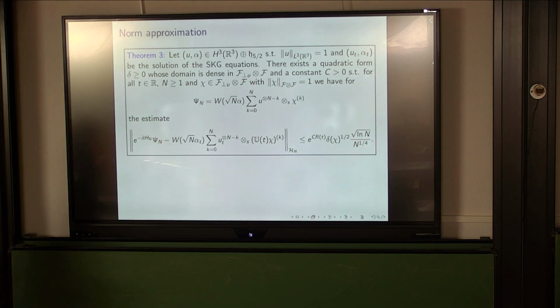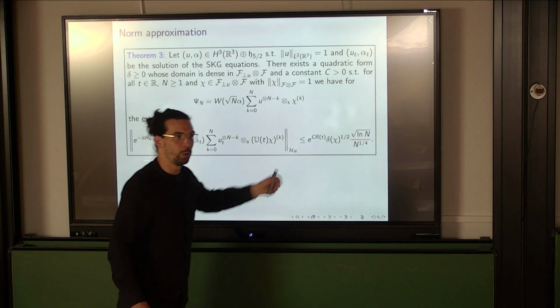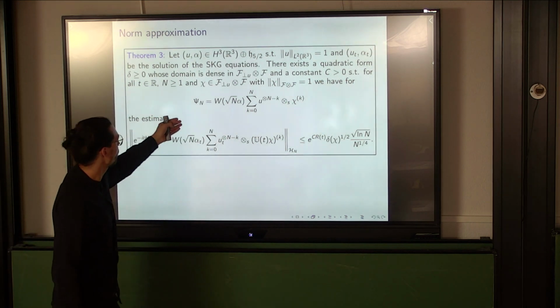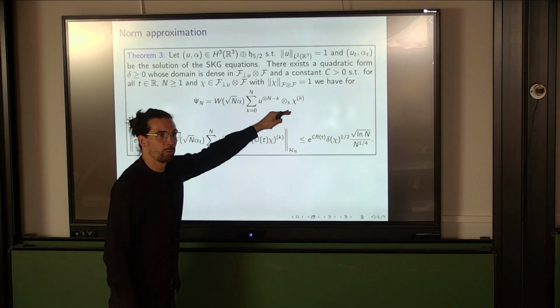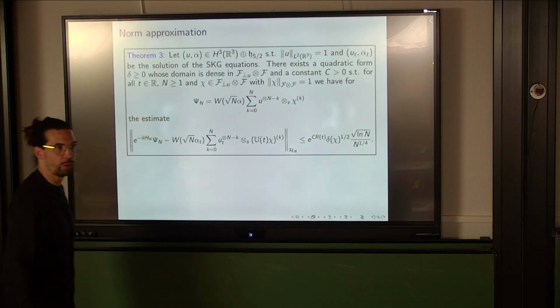we can show that there exists a quadratic form with dense domain such that the following estimate in norm holds, where this psi n is just the adjoint of the map which gives you the psi n which you obtained from the chi before.